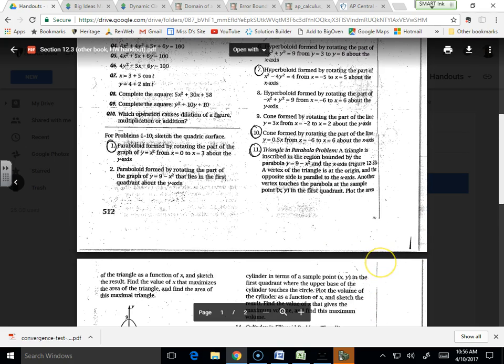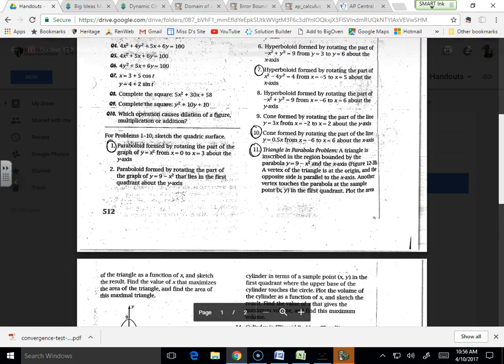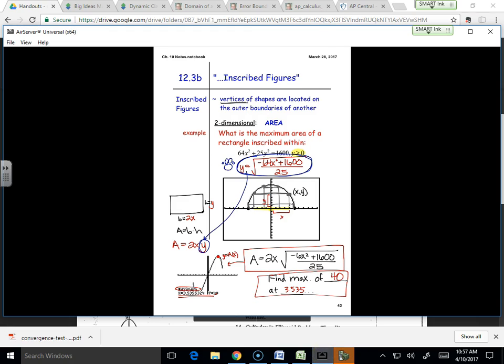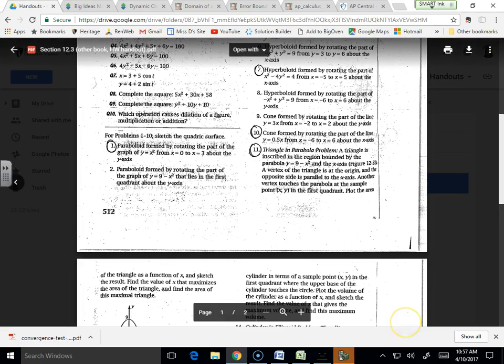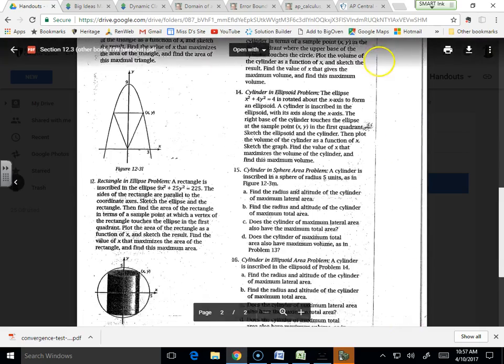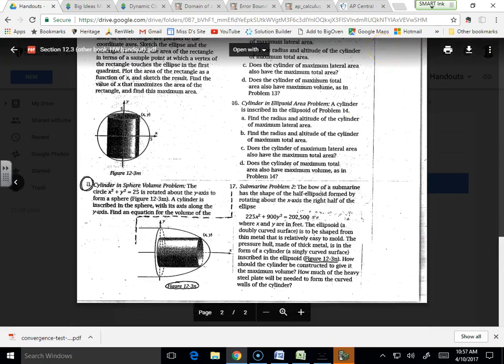Guys, number 11, triangle and parabola. Is this two-dimensional or three-dimensional? Two-dimensional. So it's a lot like the example that we did on Friday in our notes. We had a beginning parabola and we were thinking of a rectangle underneath. We had to think about area being base times height and getting it in terms of x and y. All that's explained in the video on Friday. So number 11 is a lot like that one. Number 13 though, what was different about it?